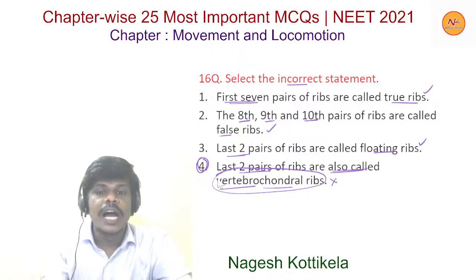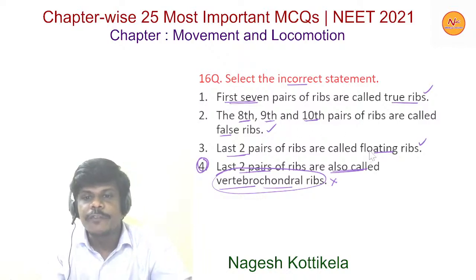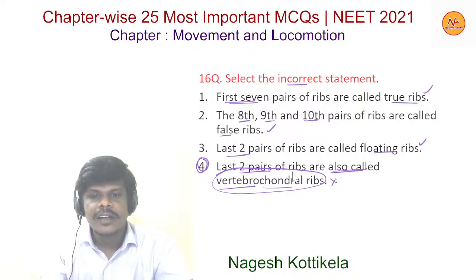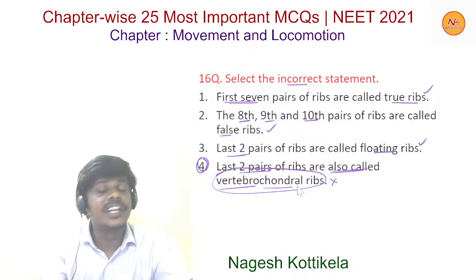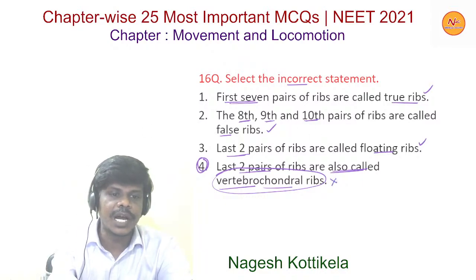So actually the last 2 pairs of ribs, they are floating ribs. They are not vertebrochondral ribs. This is wrong. Now moving to the next question after this.